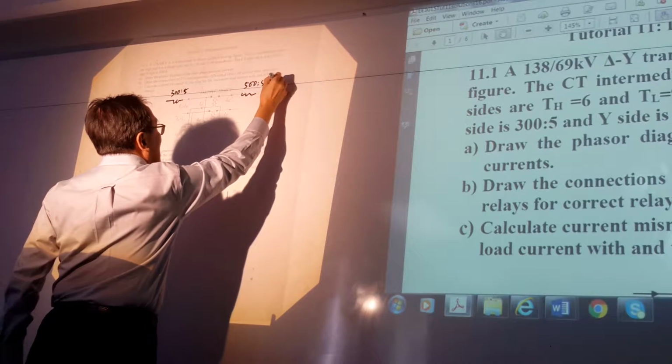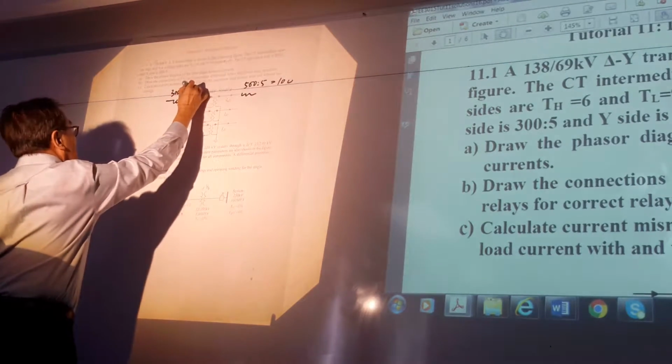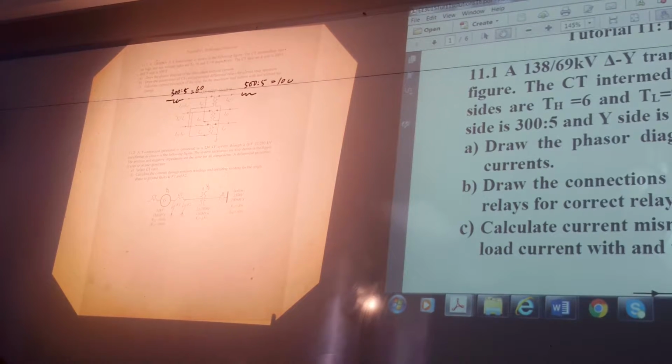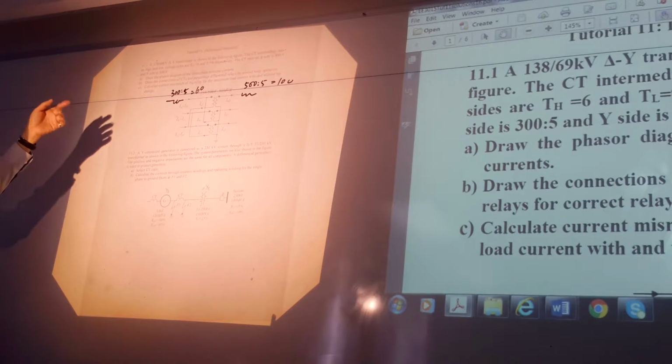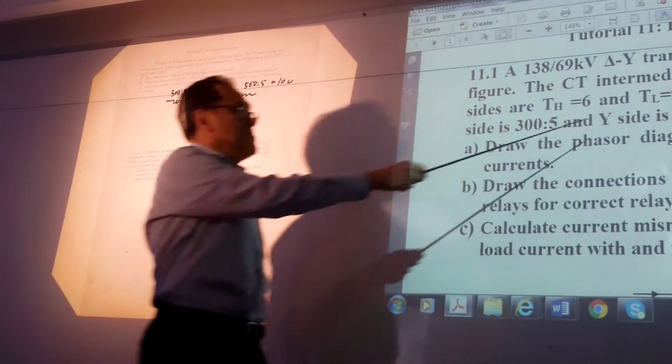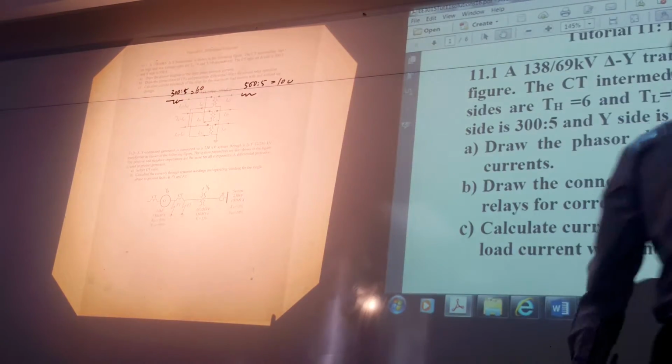So in other words, this is about 60 times, and this is about 100 times. So you have to lower the current on the secondary side by 60 times, whereas on the other side, the Y side, it is 100 times. This is a given parameter.